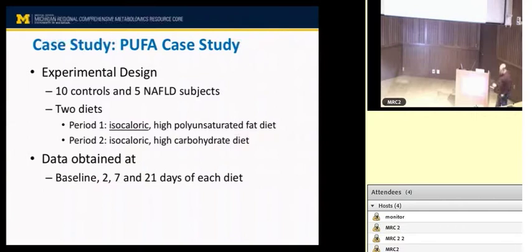So you may be interested in various questions. Were there changes within the same diet from the baseline to day 21? Another question you may want to ask is, what happened at day 2 being on the PUFA diet, and what happens at day 2 being on the carb diet? Or an even more complicated question: what are the differences between the two diets on day 2 and between the two groups? This is a complicated design, and you need to be careful of how you model and analyze the data, because the effects are nested.